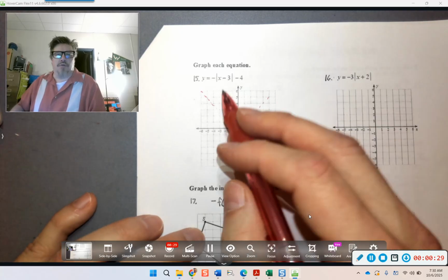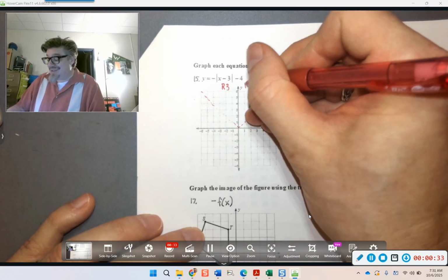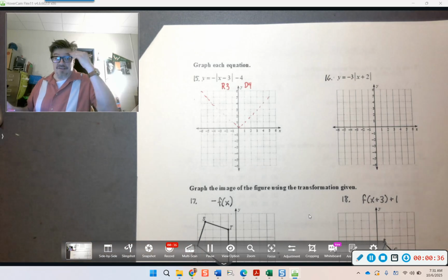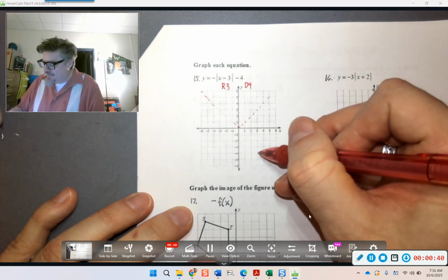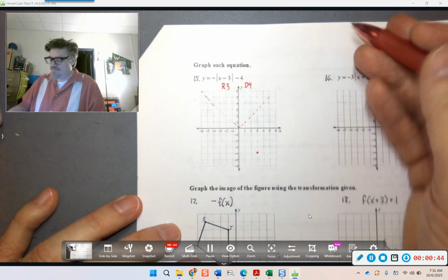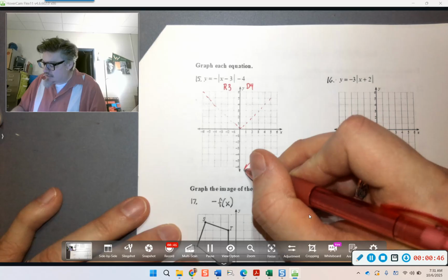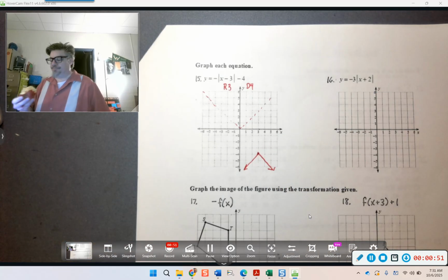Okay, now first of all, I see -3, so that means we go to the right 3, and -4 on the outside is a down 4. So you've got to remember that. So to the right 3 and then down 4. That's where the vertex is going to be. But we do have a negative in front of the V, so this means that it's going to be facing downward. Okay, that's her.